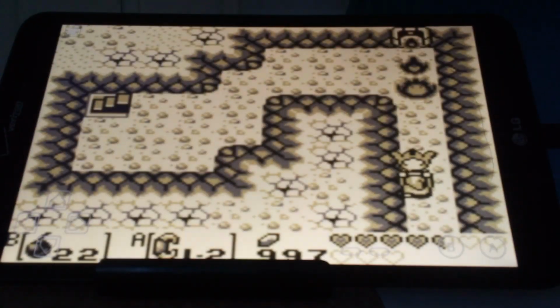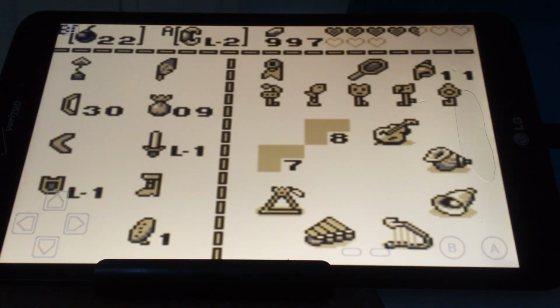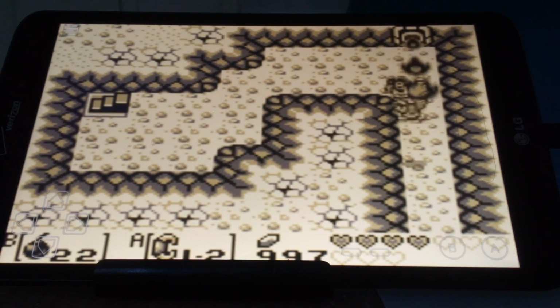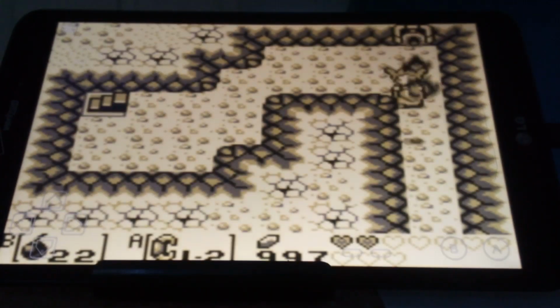What am I supposed to do to prevent that? I don't know. Not real sure what I'm supposed to be doing here. I don't think the hookshot would help. Okay, well, I don't know.